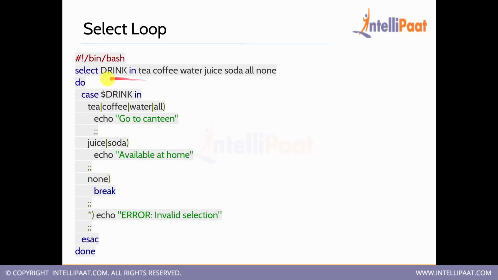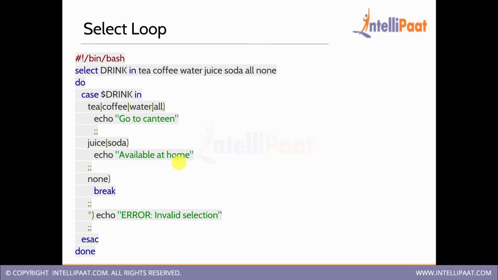Again, let me iterate it. We are giving the user a menu and then asking the user to select any of these beverages provided in the menu. Now if the user selects tea, coffee, water and all, then we will print that you have to go to canteen. And if the user selects juice or soda, then we will print it's available at home. So this select loop helps you to provide a menu to the user, and based on their selections we can give them certain outputs. So this can be useful in many other cases as well.